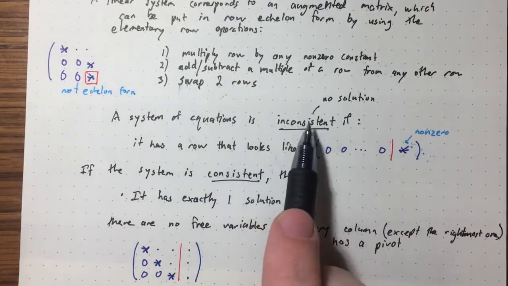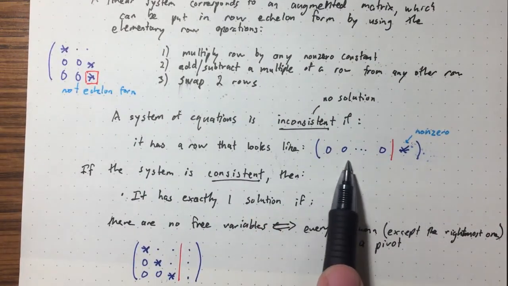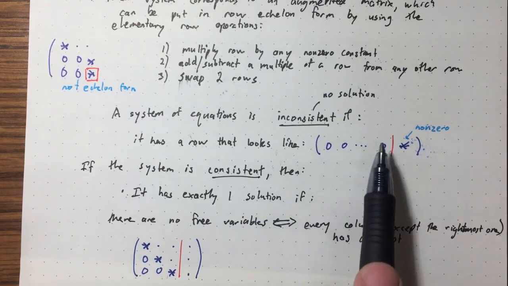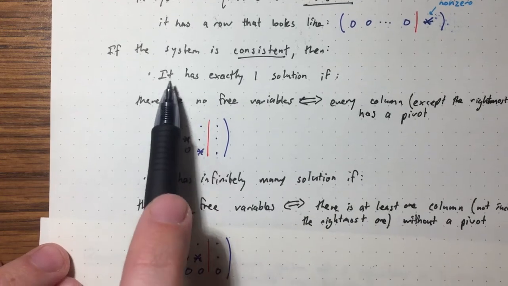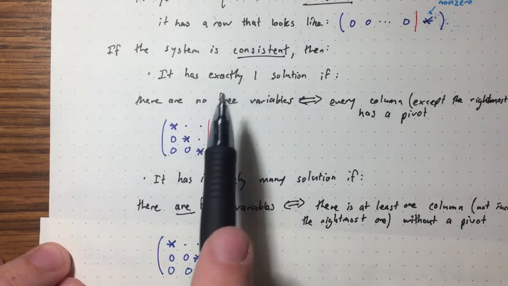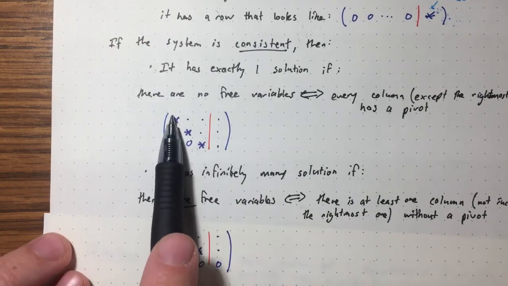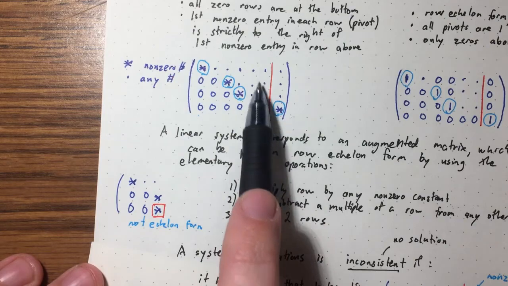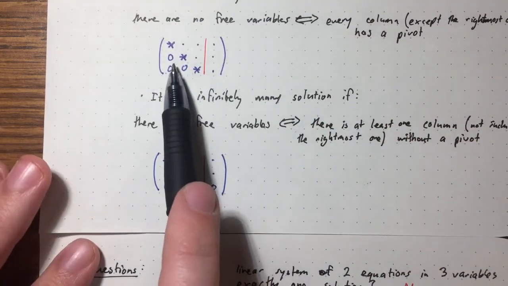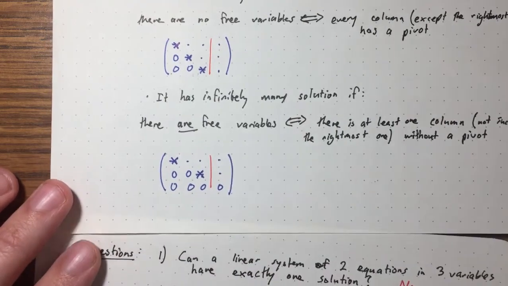So we know we have no solution if our echelon form has a row like this. If it does not have a row like this, then we have at least one solution. There's a certain case where we have exactly one solution, and that's if we have no free variables. If we have no columns that do not contain a pivot. These columns are associated with free variables. So if we have no free variables, we have exactly one solution.